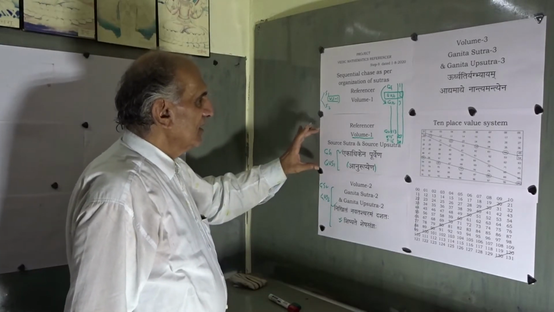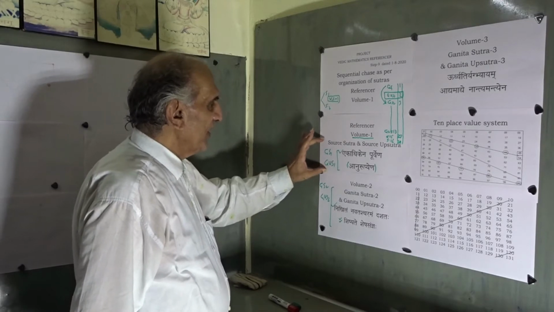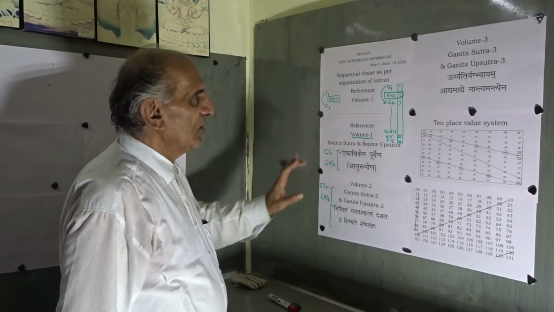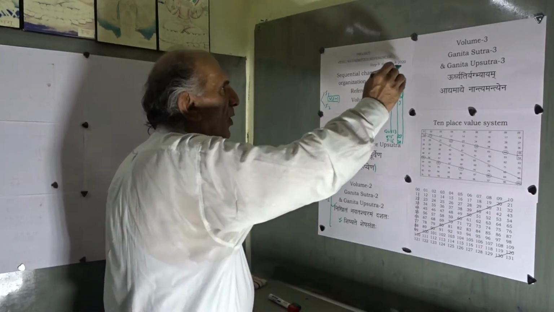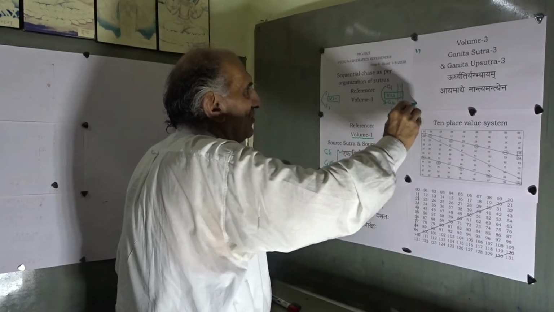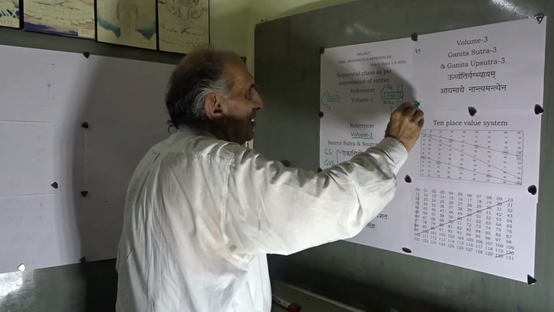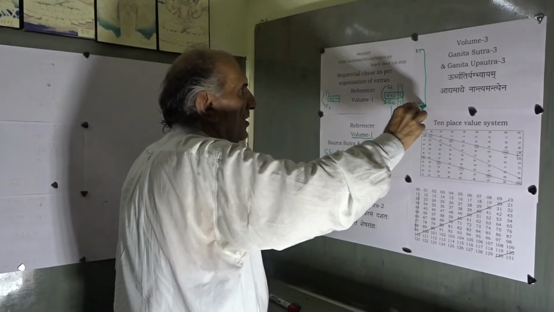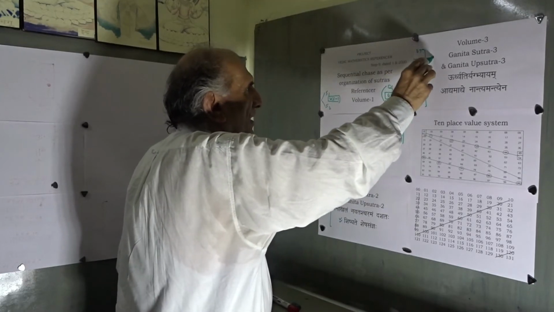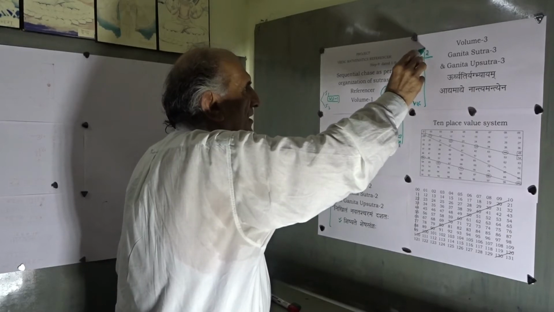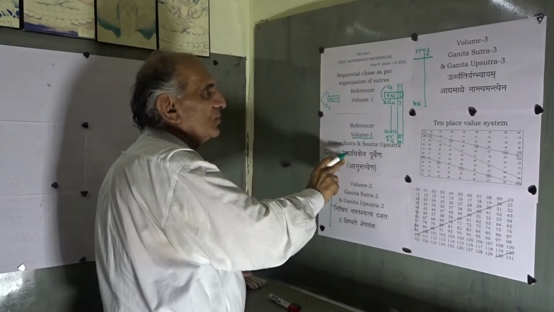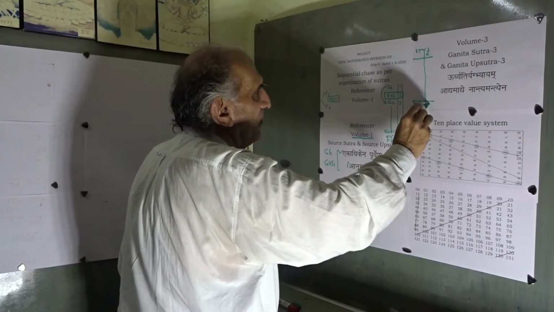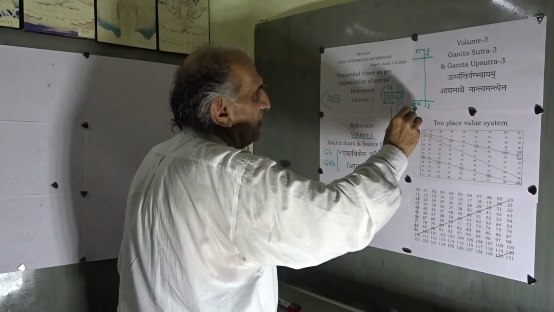This specified organization is for 16 volumes. So volume 1 to volume 16. The organization of the referencer, as we are pointing out, is to have two steps here, Ganita Sutra-1 and Ganita Upsutra-1. But when we reach here, it will have only one step, and it will be Ganita Sutra-16.